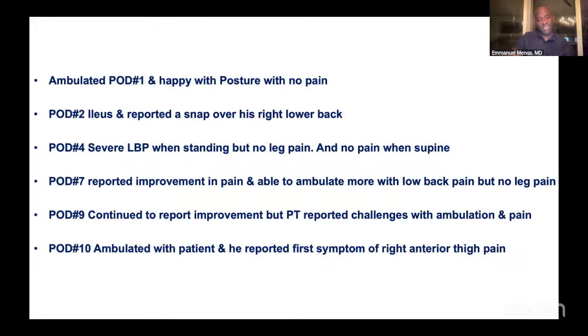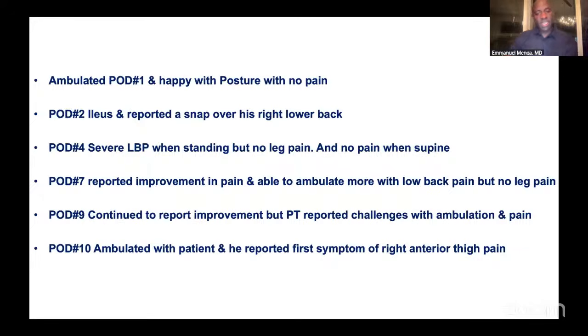But because of the severity of the ileus, he was still in the ICU. They obtained a CT scan. The CT scan, done for the ileus, picked up a PE. So a CT chest was obtained to definitively confirm it was a PE, and it was confirmed. He was placed on a heparin drip for anticoagulation. Post-op day seven, he reported improvement in his pain and said he was able to ambulate more, with low back pain, but still no leg pain.